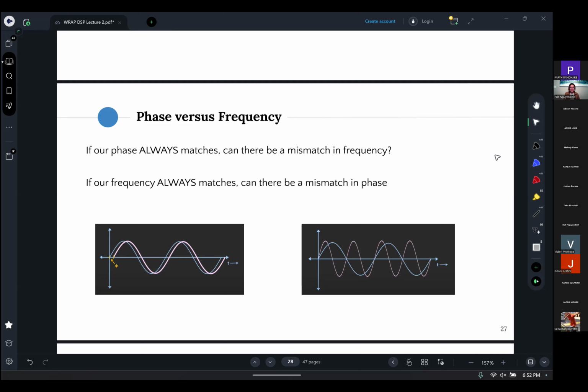And then that leads me to the next question. If frequency always matches, can there be a mismatch in phase?